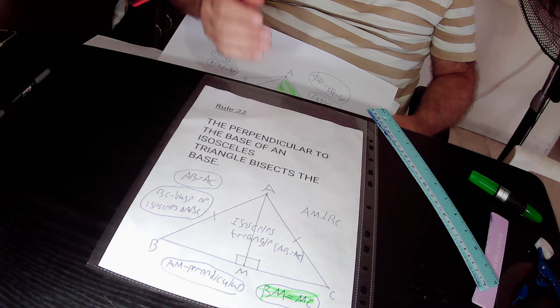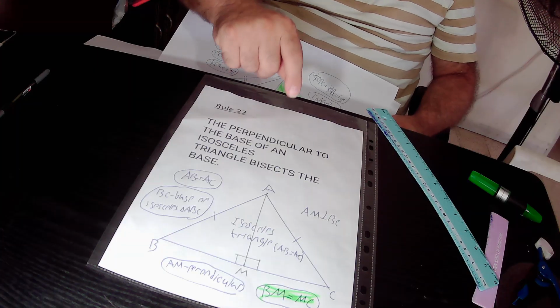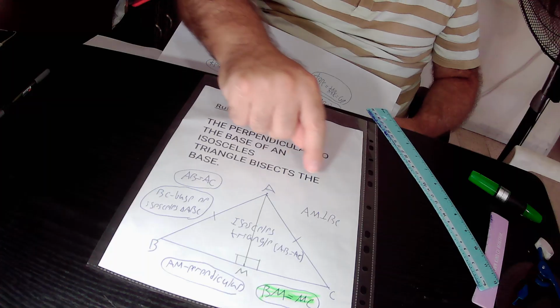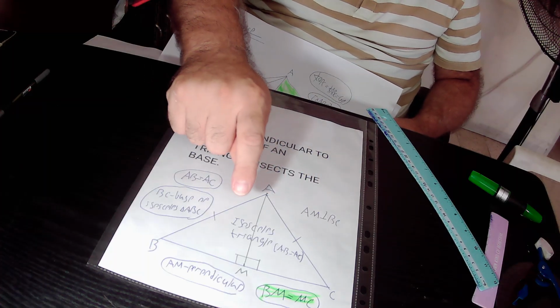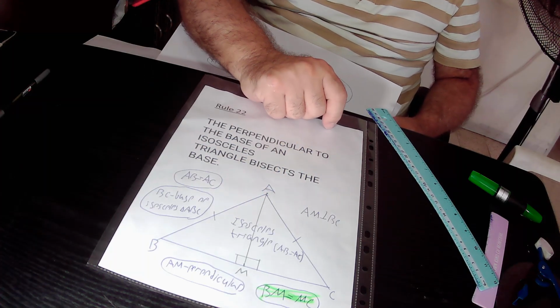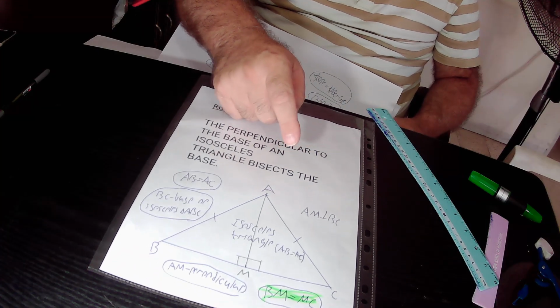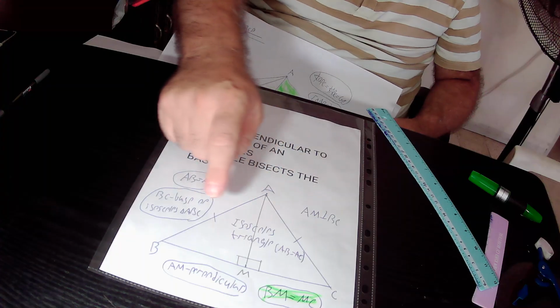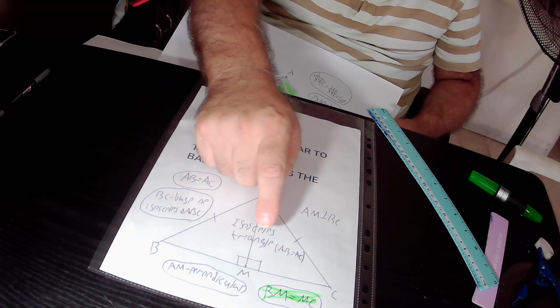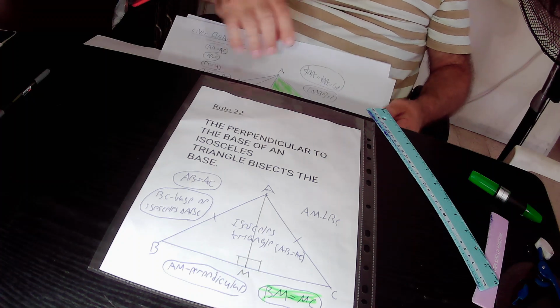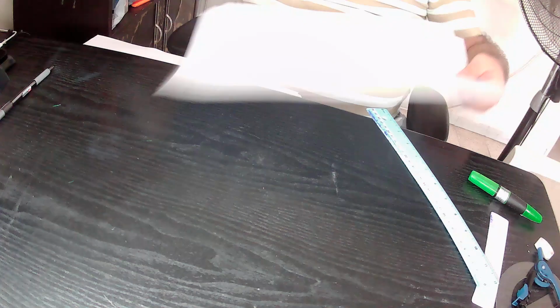According to this rule, rule 22, the perpendicular AM to the base BC of the isosceles triangle, triangle ABC, bisects the base BC. That is to say, the perpendicular AM divides the base BC into two halves. The first half is BM and the second half is MC. And of course, BM equals MC. So we can actually implement rule 22 in our drawing.